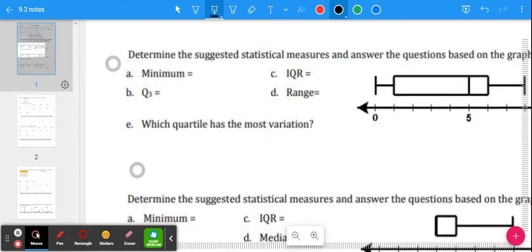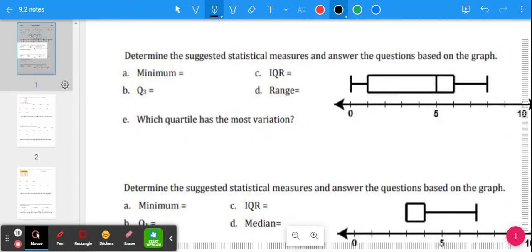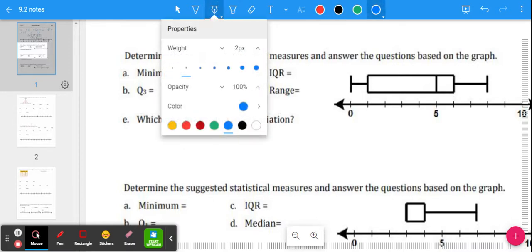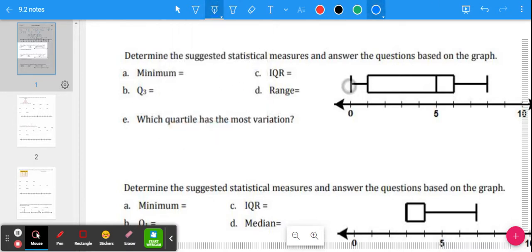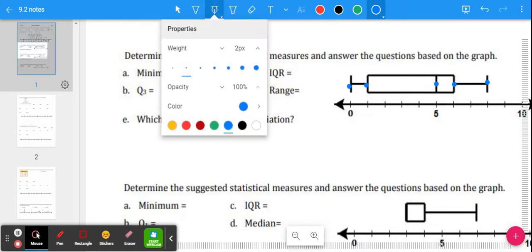So then looking at this one, it says we need to find the minimum, the IQR, the range, the Q3, and which quartile has the most variation. So remember, the 5-number summary is always comprised of this, this, this, this, and this. So I can go ahead and label everything and make my life a little bit easier.